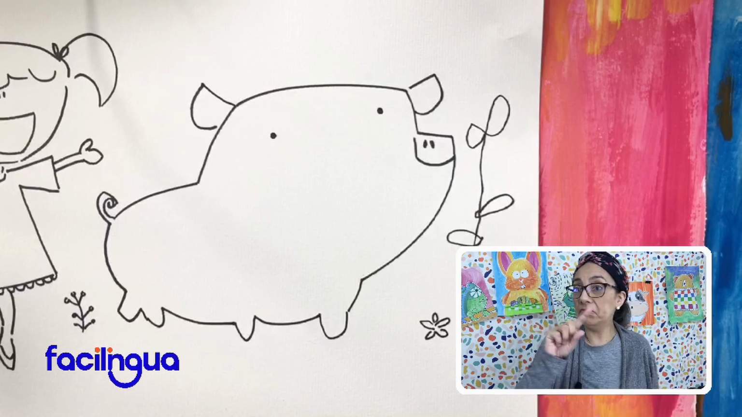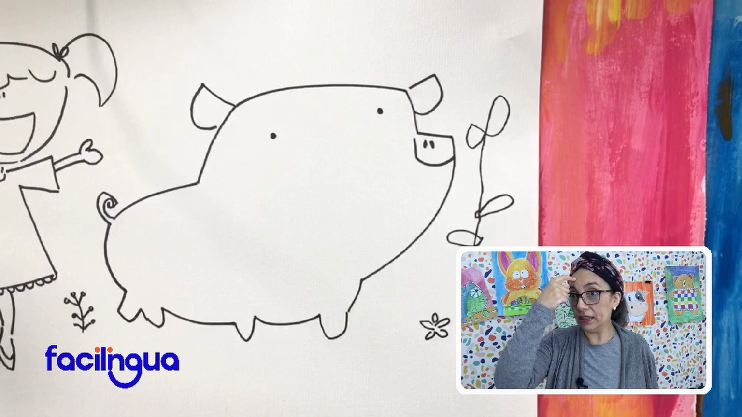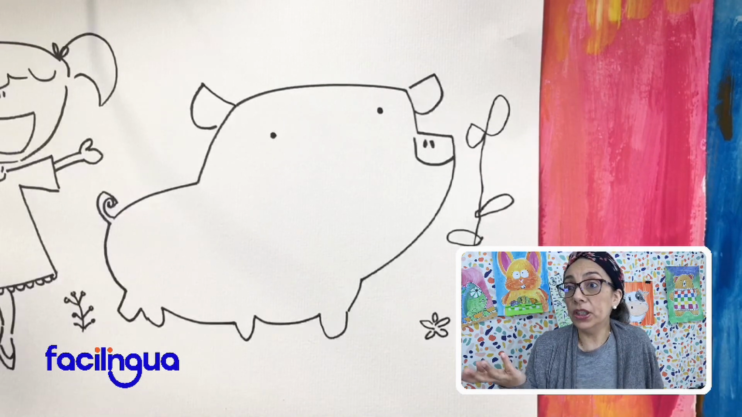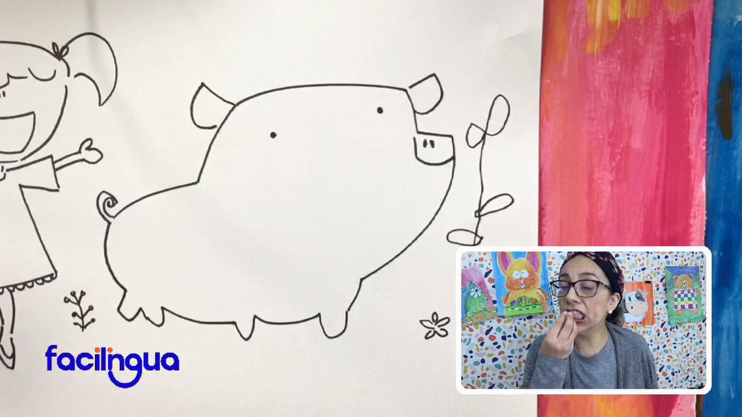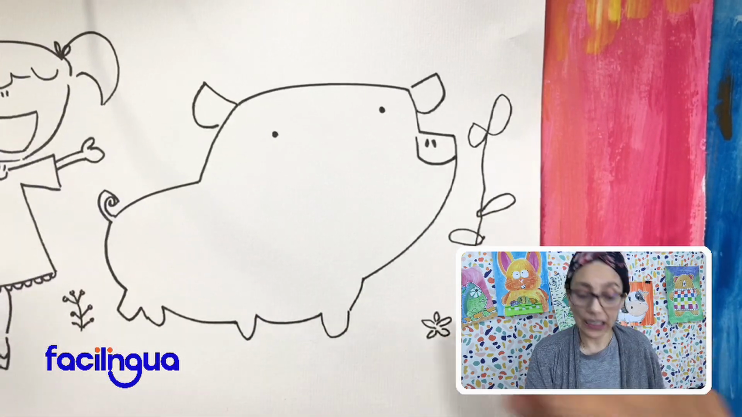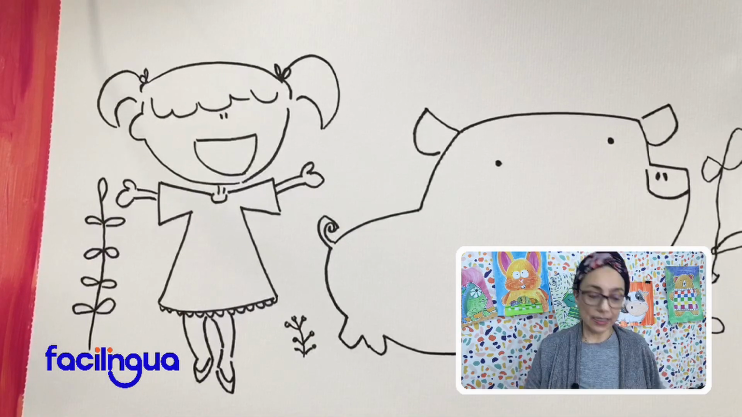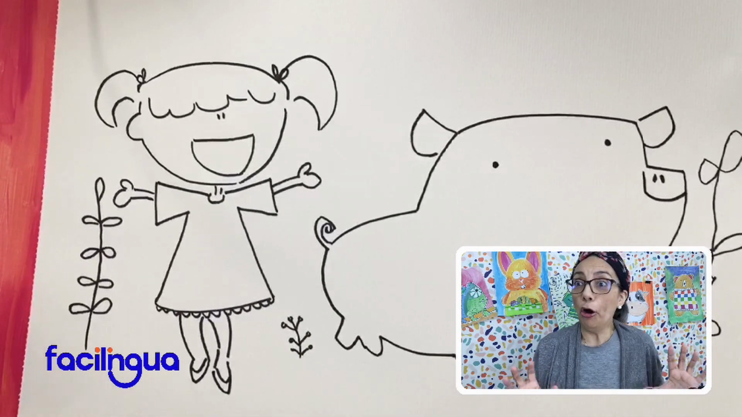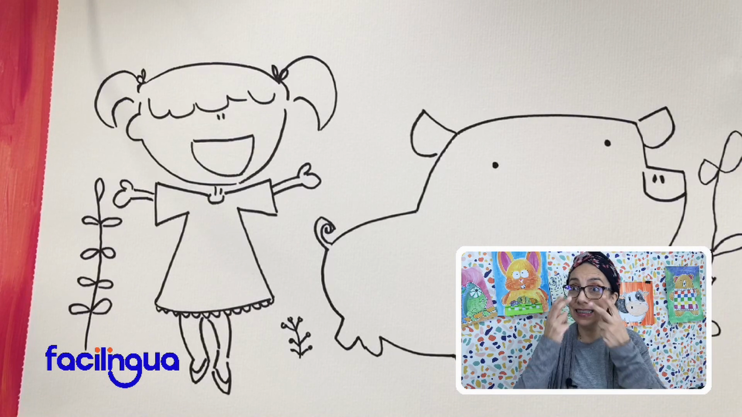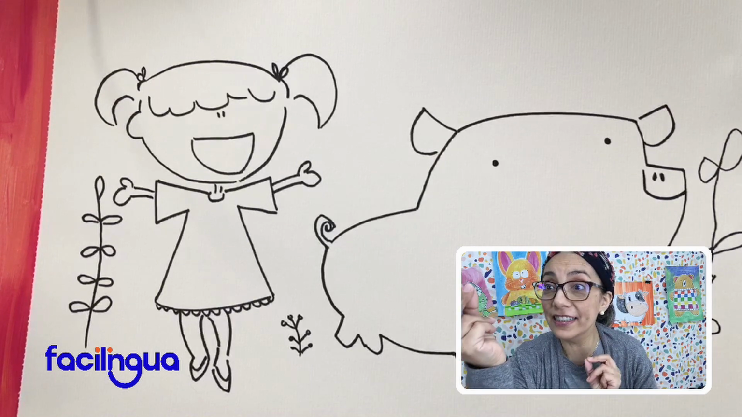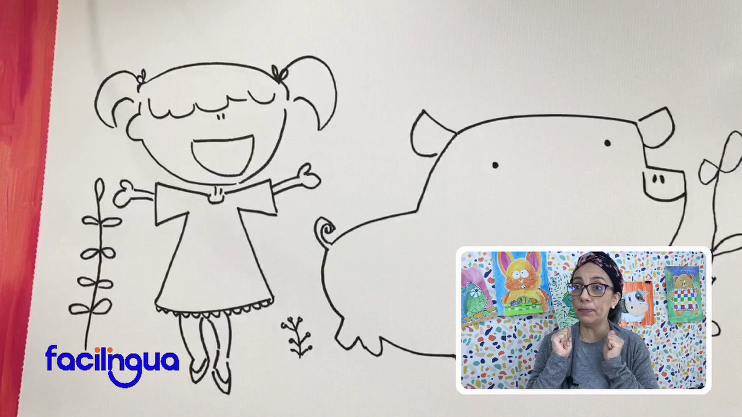The pig doesn't say anything. The pig doesn't think anything. But the pig continues. He continues eating the plants. And the girl, she jumps and she is super happy because she looks and she finds a magic pig.